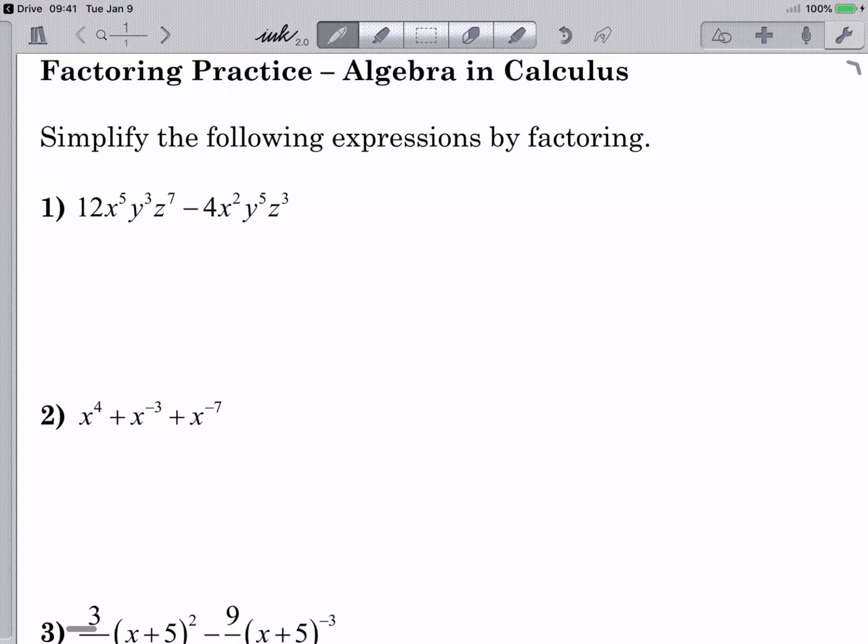Hello everybody, today we're going to do some factoring. So it's basically some algebra that you may or may not see in your calculus courses. The first problem you would definitely not see because it's multivariable unless you are in a Calc 3 course.